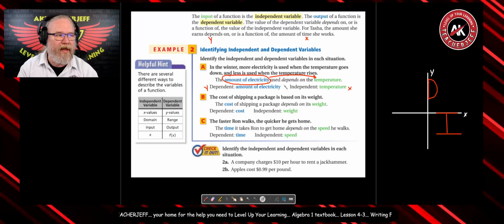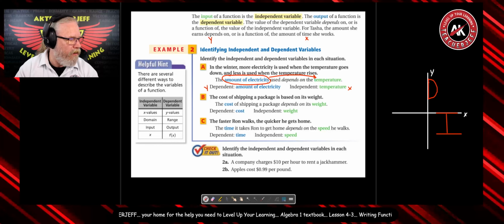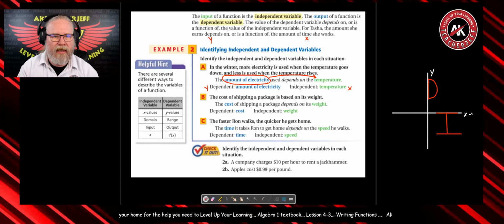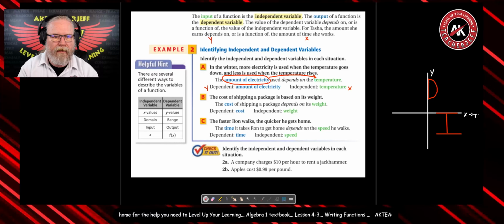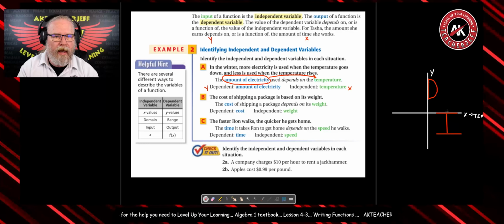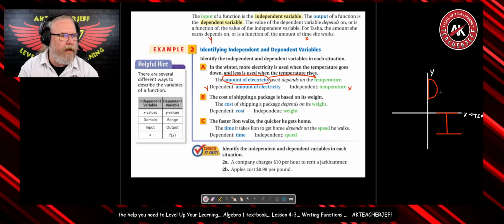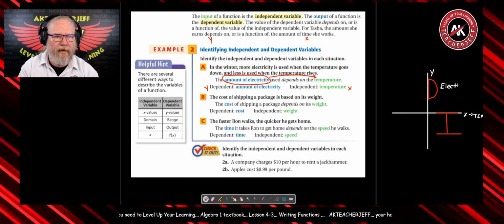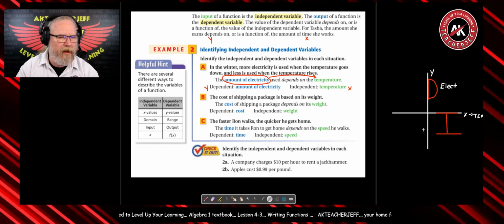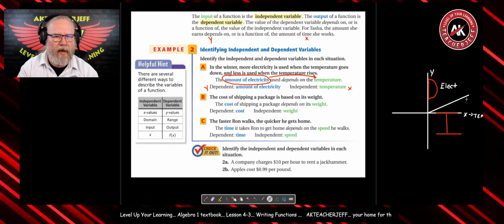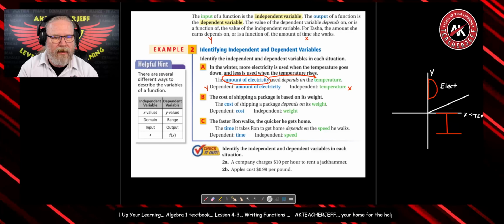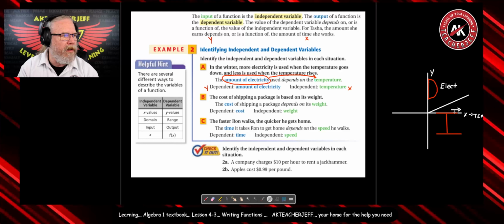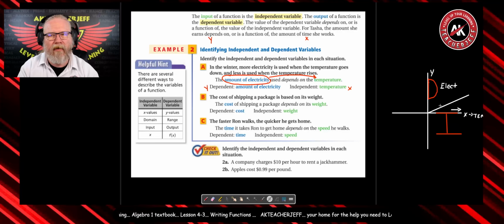And if I were to start graphing this, I don't know, maybe I shouldn't head down this road. But if I wanted to put my x values, this would be my temperature, TEMP. And then over here, this would be the amount of electricity. We'll just put elect for short for electricity. If I had some kind of graph going up, I would realize that as the temperature increases, is that what it says? In the winter, more electricity is used when the temperature goes down. Oh, that would be the other way around.